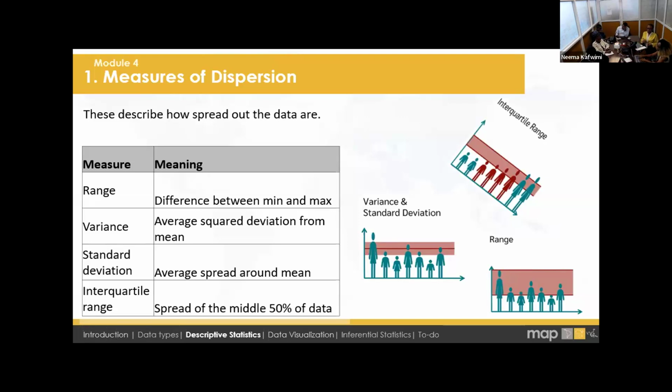We also have variance. Variance is the square of the standard deviation, and we know that the standard deviation is the average spread around the mean. The other measure is the interquartile range, which is the middle 50% distribution of your data, as you can see from the icon on the right.